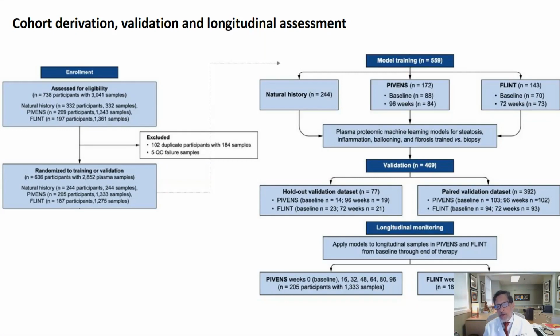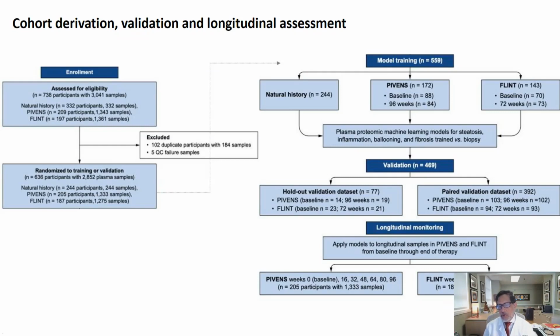One was a holdout validation cohort that was not included in anything. The other is what we called a paired validation cohort, because remember, PIVENS and FLINT were clinical trials. So you had baseline and you had end of study samples. So we took half the baseline samples and half the end of study samples and set them aside because we had concomitant histology with them. So, for lack of a better term, we call those the paired validation data set. And then there was an independent holdout validation data set.